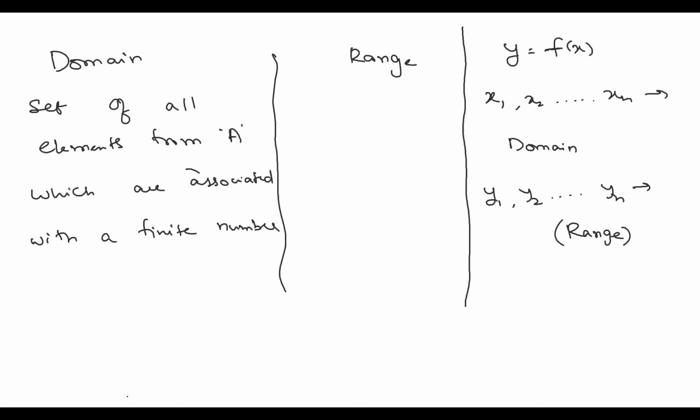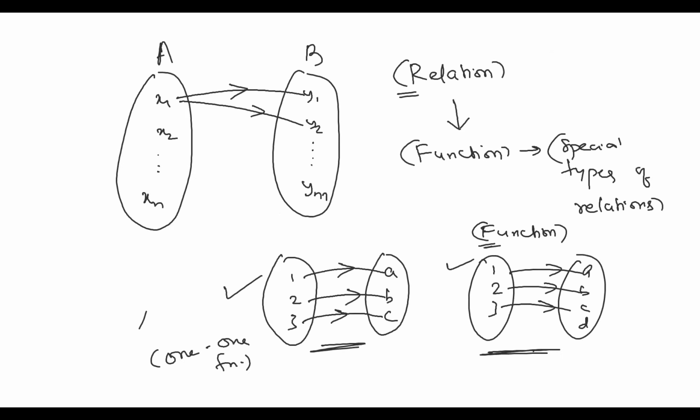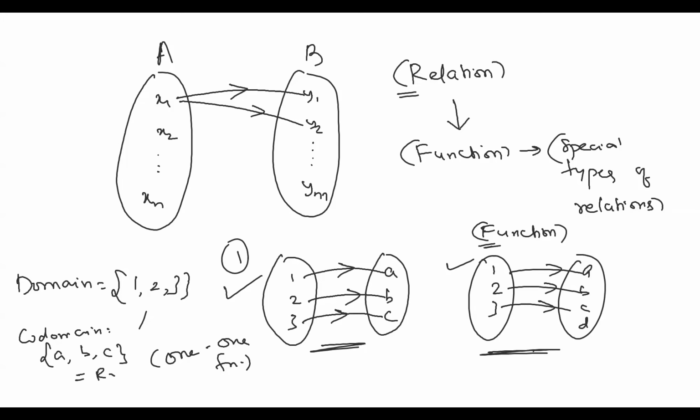See, I'll take the first example. What is the domain of this function? Domain is 1, 2, 3. What is the codomain? A, B, C. What is the range? A, B, C. So in this case, codomain is equal to range. What about the second example? Domain is again 1, 2, 3. Codomain is A, B, C, D. Then what about the range? Range is only A, B, C.